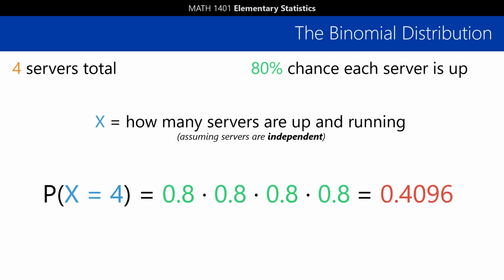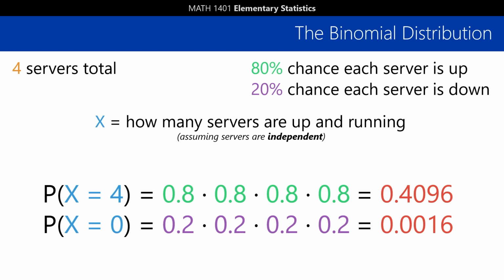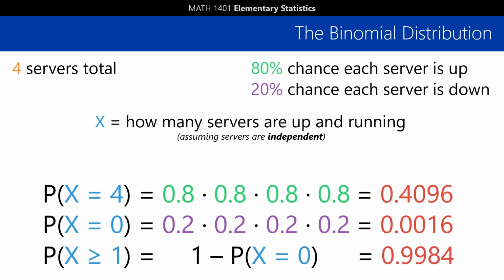Not necessarily. Let's look at the probability that all 4 servers are down, so x equals 0. If there's an 80% chance that a server is up, then there's a 20% chance that it's down. So the chances that all 4 are down is 0.2 times 0.2 times 0.2 times 0.2, which comes out to 0.0016, not even 1%. And that means that there's a 99.84% chance that at least one server is up. That's the power of redundancy.